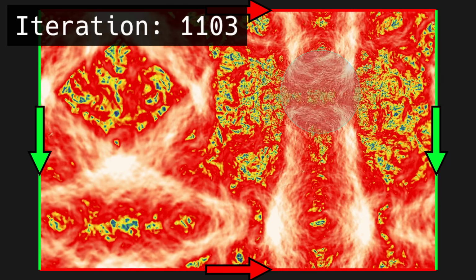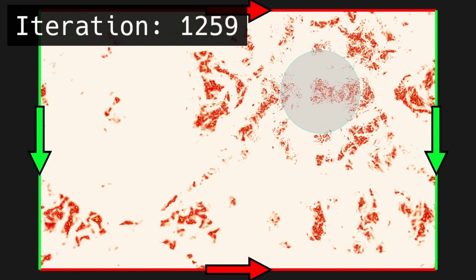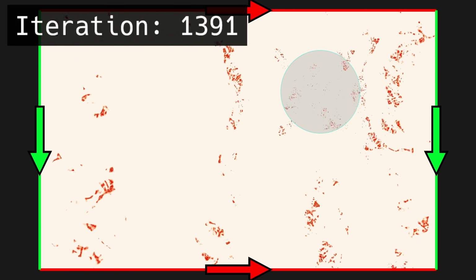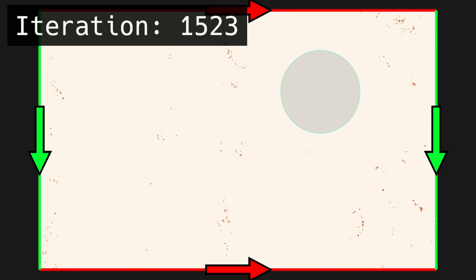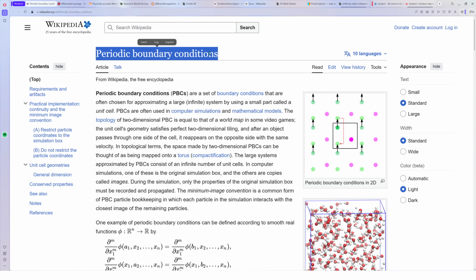Well, it diverges. Gravity just keeps increasing with no sign of stabilizing. So what do we do now? To solve this problem, let's start researching.